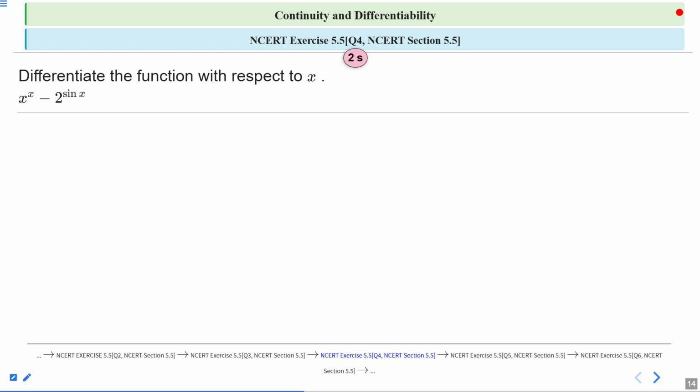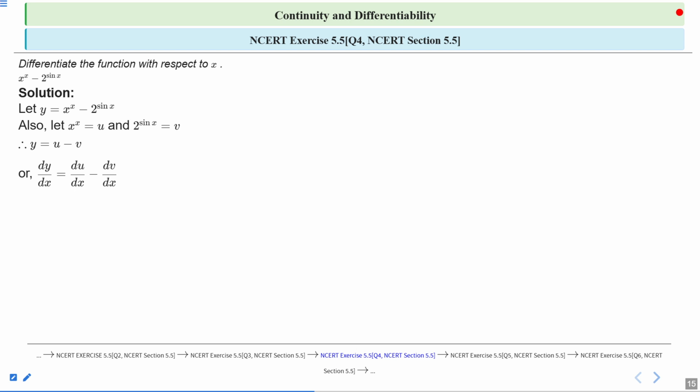Okay, let's move to the solution part. We have to basically differentiate the function with respect to x, and the function is x to the power x minus 2 to the power sin x, right? So how can we differentiate it? Let us see the solution part. Let y is equal to x to the power x minus 2 to the power sin x, right? Also, let x to the power x is equal to u and 2 to the power sin x is equal to v, right? Therefore, y will be equal to u minus v, or dy by dx will be equal to du by dx minus dv by dx, right?